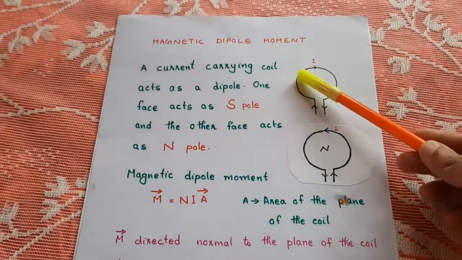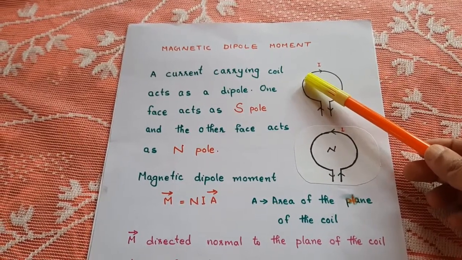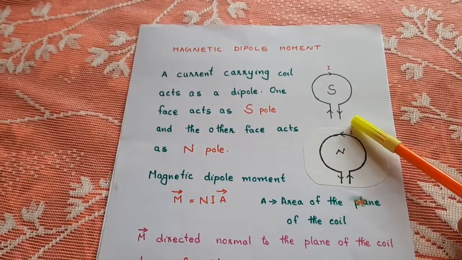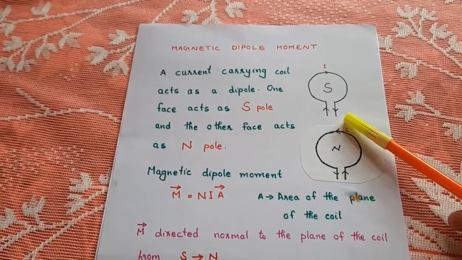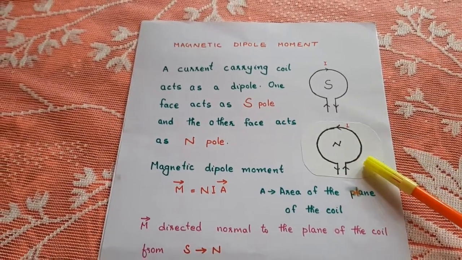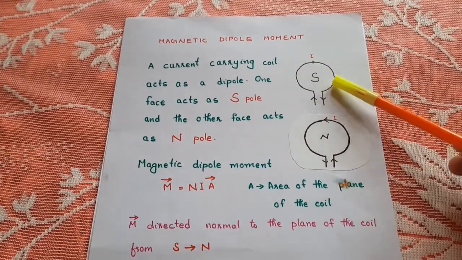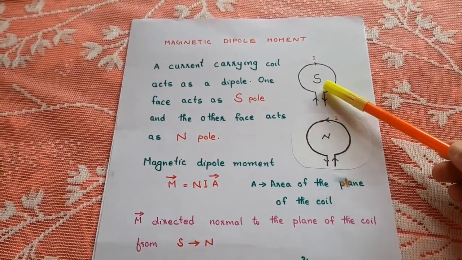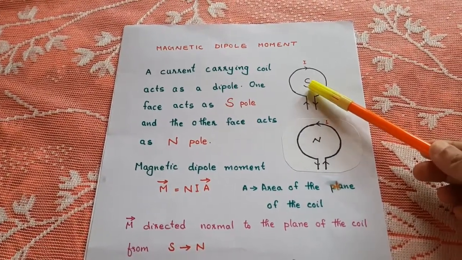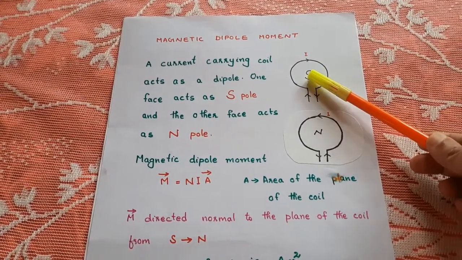In this class, let us learn about magnetic dipole moment of a current carrying coil. A current carrying coil acts as a dipole. One face of the coil acts as south pole and the other face acts as north pole. If the current flows clockwise, the face has south polarity. The magnetic field at the center of the coil is directed normal to the plane and inwards.